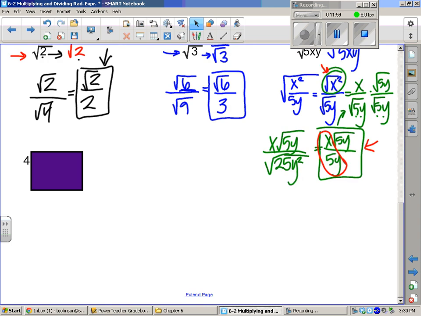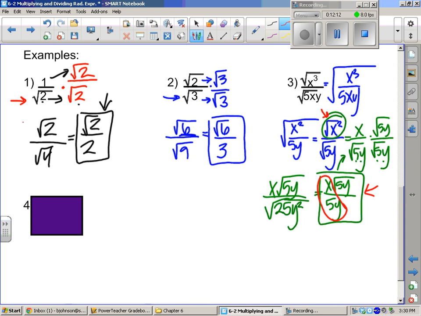And I'm noticing the 5y, 5y, both under the radical, you end up getting just plain 5y. Does that happen every time? It does. If you look, we had root 2, and we ended up with plain 2. We had root 3, we ended up with plain 3.